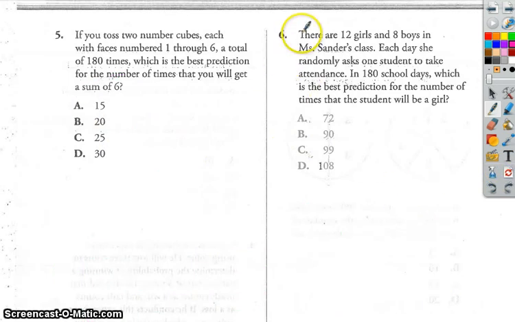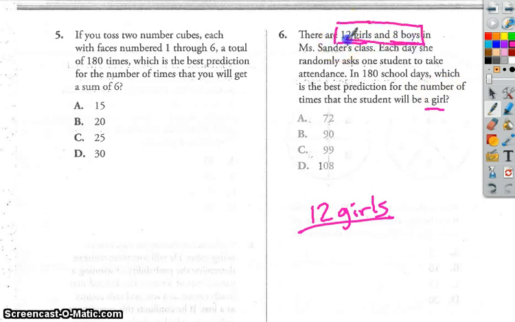Alright, last one. Number 6. There are 12 girls and 8 boys in Mrs. Sanders' class. Each day she randomly asked one student to take attendance in 180 school days. Which is the best prediction for the number of times that the student will be a girl? So there's 12 girls, and that's the easy part. But what you've got to remember here is that the girls and the boys are together in the class. So you've actually got to add those 2 numbers, 12 and 8. So that's 12 out of 20.